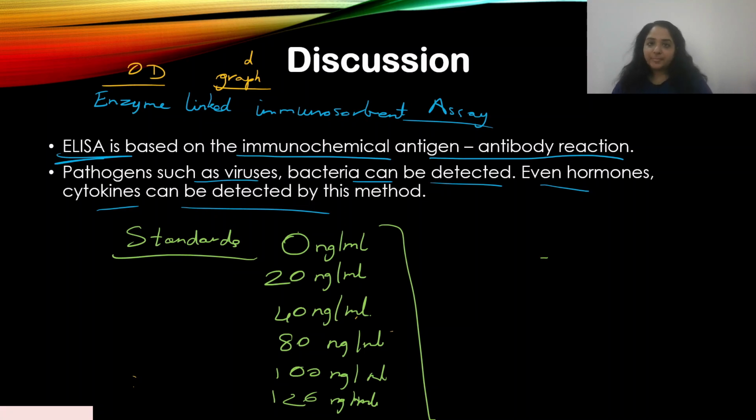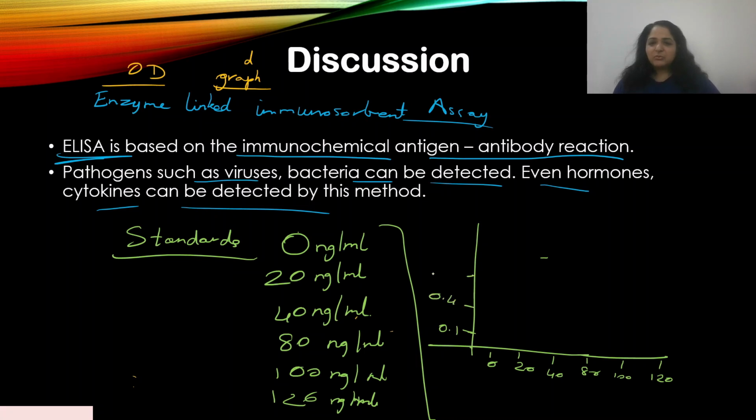You already have the set concentrations with you. You do the same experiment on that, and you will get the optical density, but you already know the concentration. You have 80, you have 100, you have 120. You have the optical density: let's say 0 will measure something like 0.1, then 0.4, 0.8, 1.2.